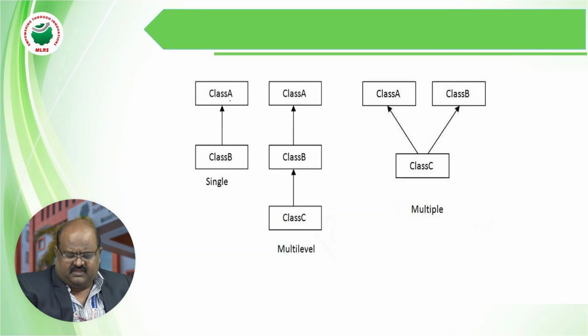See, observe this, where you are going with a single inheritance. Class B inherits class A. Coming to this multi-level, class C inherits class B, which inherits class A. See, this is how inheritance is available. Here, B is a child class of class A. Here, C is a child class of class B, and B is a child class of class A.